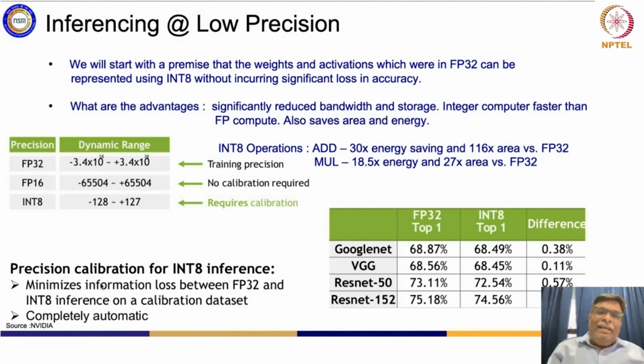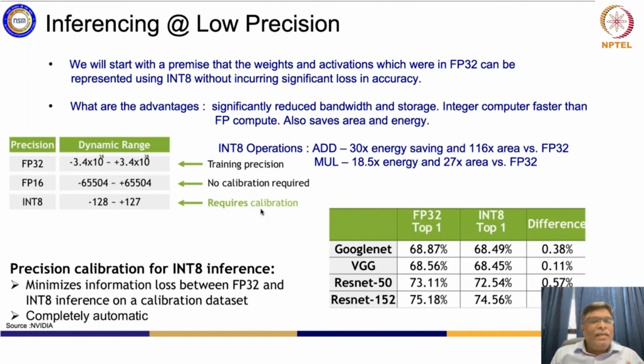And technically, this is where some calibration is required, right? We'll not discuss it in today's class. Maybe we'll tell you something about that in tomorrow's class. But the idea is this requires some calibration because you will have to map it from a very different dynamic range to a very small dynamic range of minus 128 to 127, right?